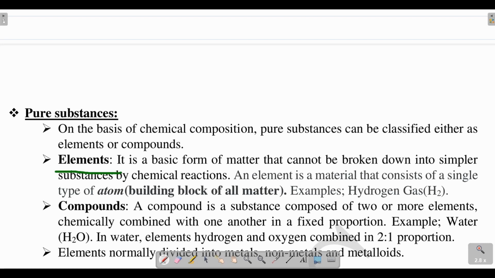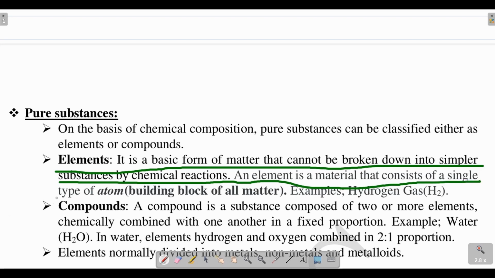One is elements. What is an element? It is a basic form of matter that cannot be broken down into simpler substances by chemical reaction. An element is a material that consists of a single type of atom. We will discuss what is an atom in the next chapter. That is a fundamental particle or building block of all matter. So it consists of only one kind of atom. For example, hydrogen gas is an element because it consists only of hydrogen atoms. By doing a chemical reaction, you can't do anything with the hydrogen gas because it consists only of hydrogen.